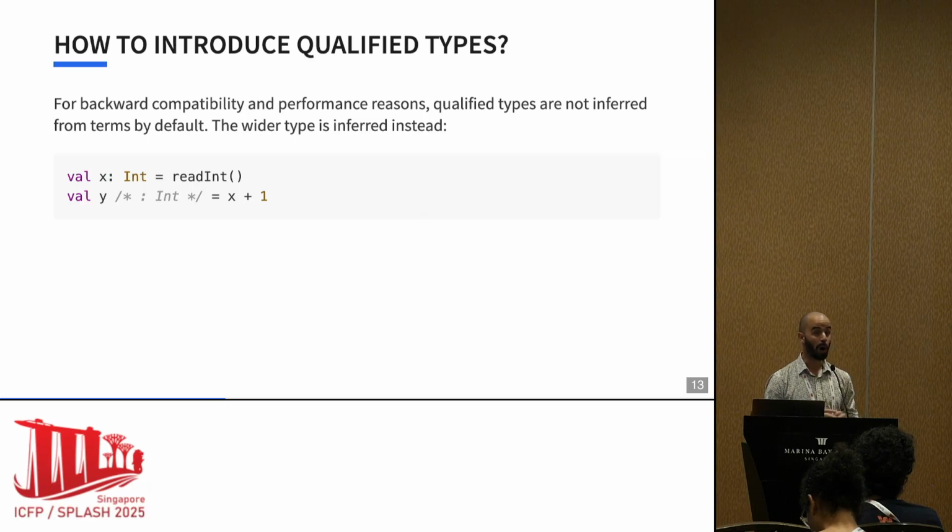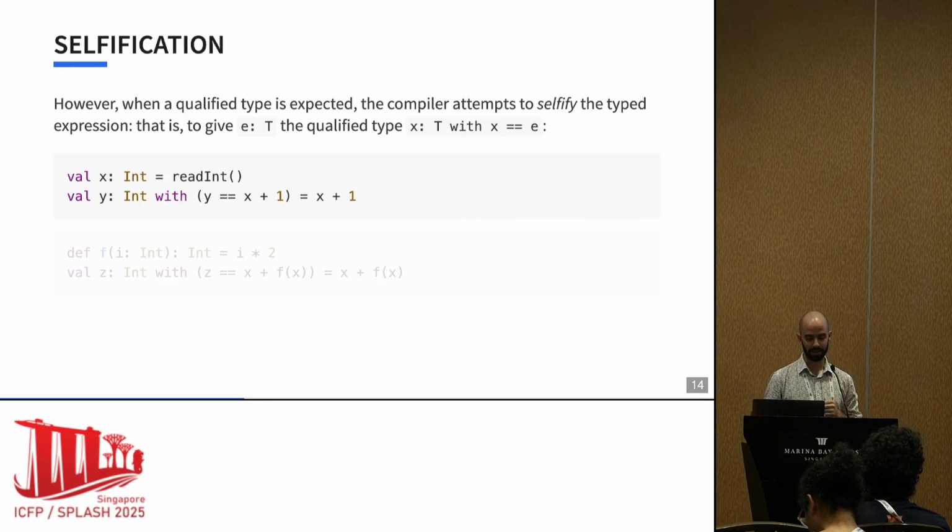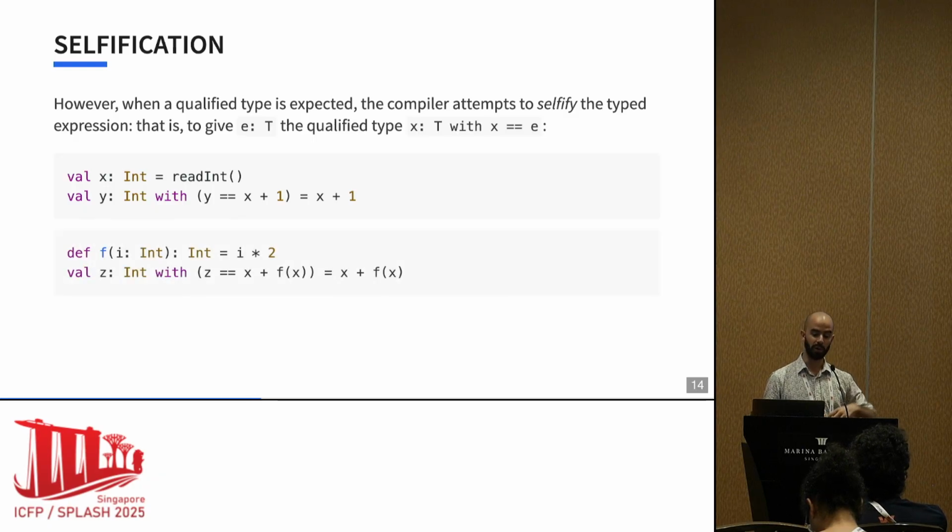Instead, we want to introduce them only when they are expected, because we always know what the expected type is in Scala. So if you do write an explicit type annotation, like here, then the system is able to derive that indeed you have an int that is not only an int, but that is equal to x plus 1. This simple process has a name, it's called selfification, but that essentially just means that if you have an expression E, you can give it the qualified type x equal E, okay? We can also do that if you have a function in your expression. That's something that would not have been possible with the existing things in Scala, for example.